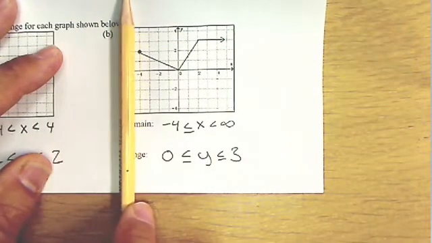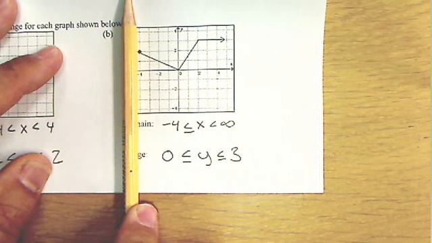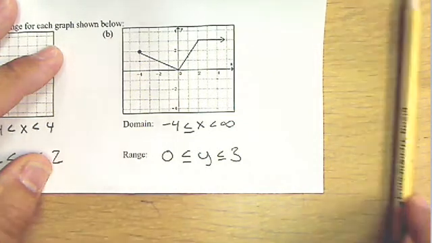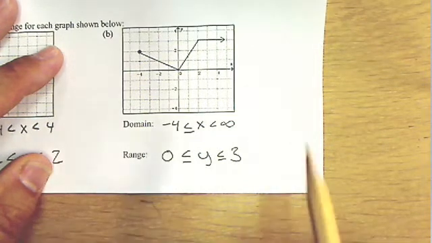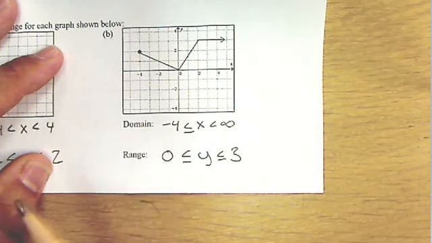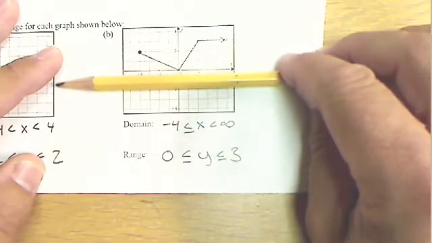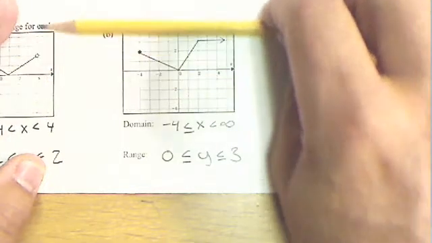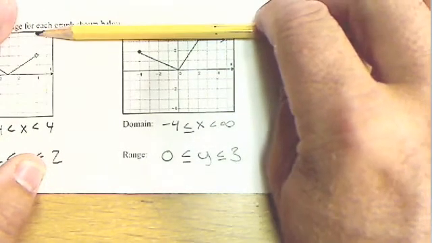Lowest x value is my domain, and that's negative 4, and it can equal it because it's a filled in dot. My largest x value goes all the way into infinity because of that arrow pointing in that direction. My range is my smallest y value, and it is at 0, and my largest y value is at 3.